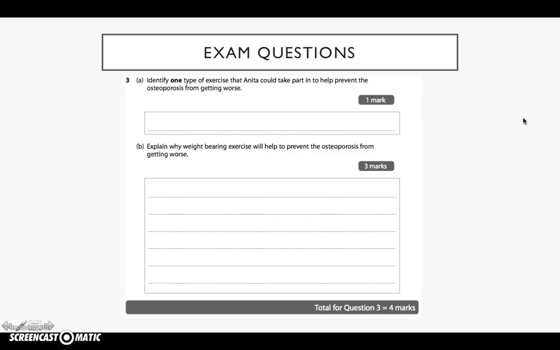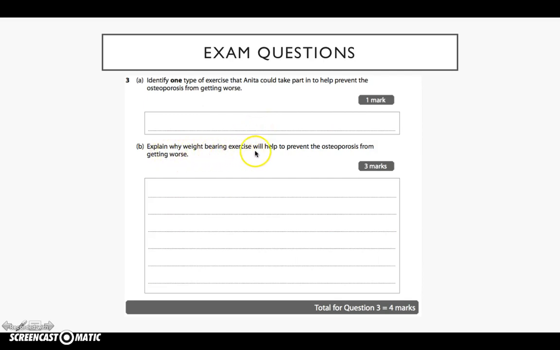So can you please answer this question for me? Pause this and answer these two questions. Identify one type of exercise that Anita could take part in to help prevent the osteoporosis from getting worse. When we looked at responses, one of the responses was an increase in mineral uptake. One of the questions asked was what type of exercise helps increase mineral uptake. The answer was weight bearing. So you're going to be having squatting or jogging or running.